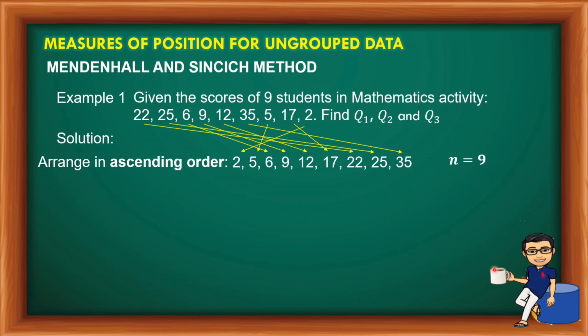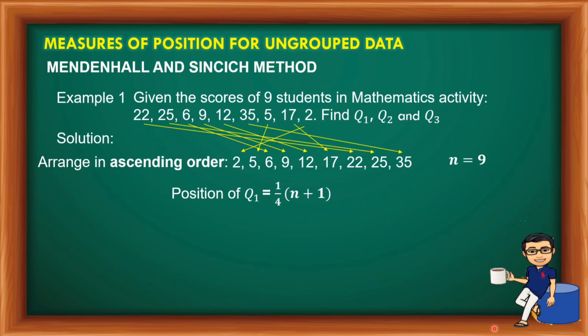Then after that, we need to work on the n. Ang n natin ay yung number ng data na given. So 1, 2, 3, 4, 5, 6, 7, 8, 9. So n is 9. Then after that, we need to solve for the position of quartile 1. Since ang hinanap natin ay quartile 1, 2, and 3, one at a time, isolve natin.